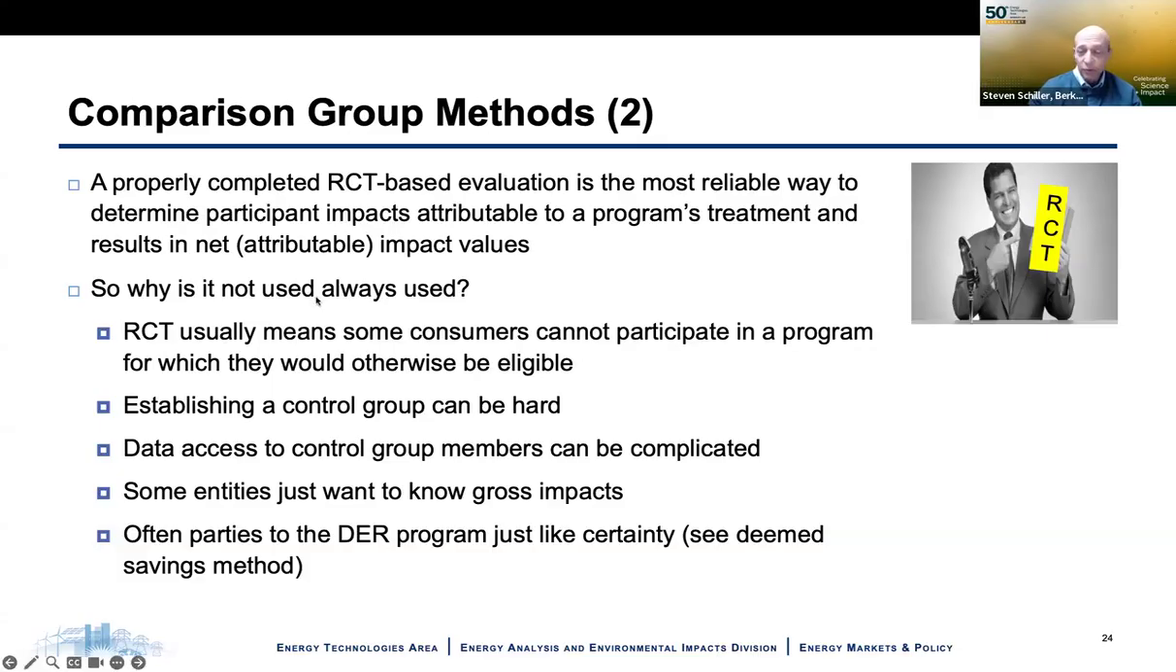Now, these control groups get you net impacts. Sometimes people are just interested in the gross impacts. It doesn't really matter that much for their objectives whether they know the net impact.